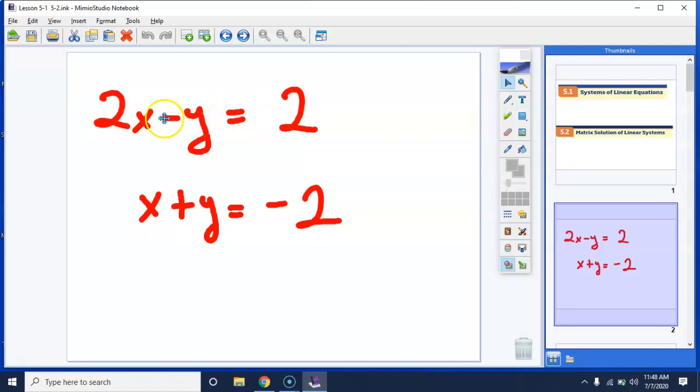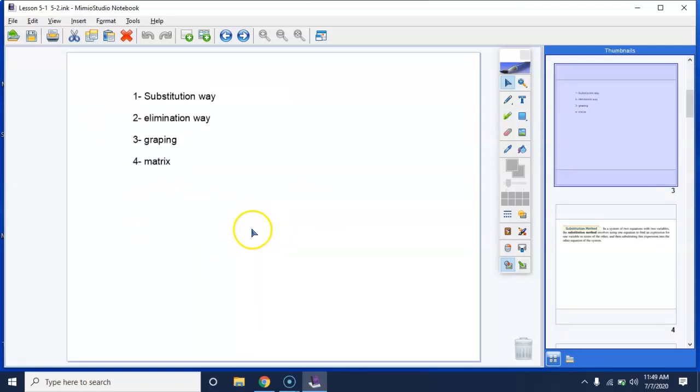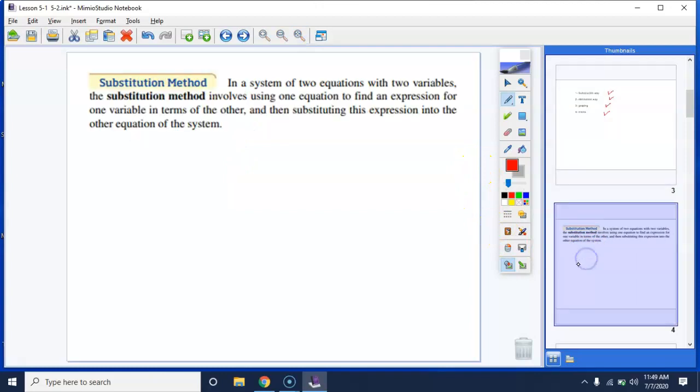When you have two equations like this, they are called linear equations, and today we will learn how to solve them, how to solve a system of equations. There are so many ways to solve them, and today I will show you these four ways. By using those ways, we're gonna solve systems of equations. I would like to start with the substitution way.